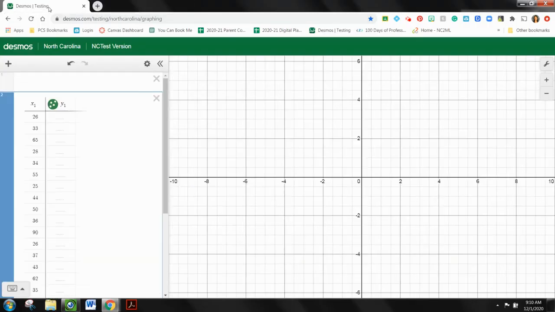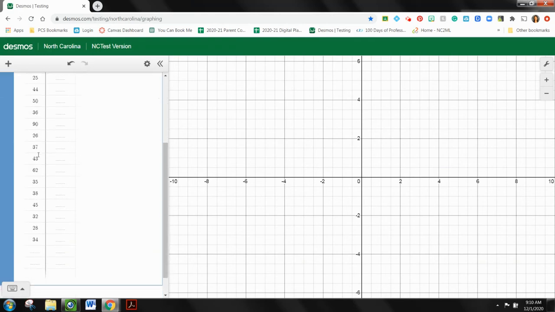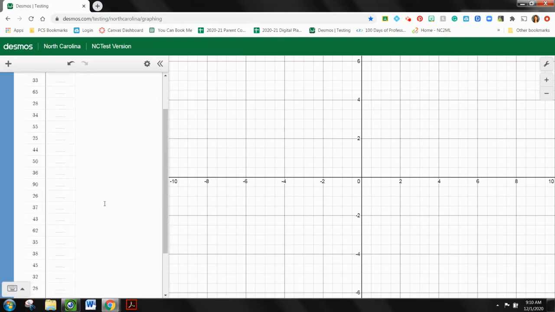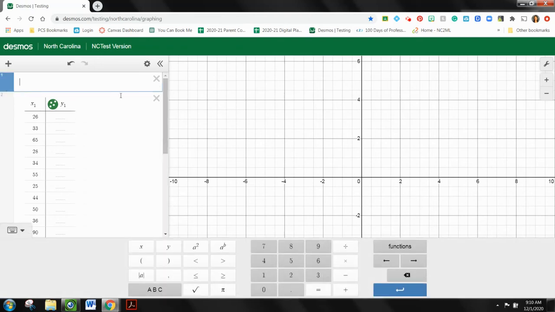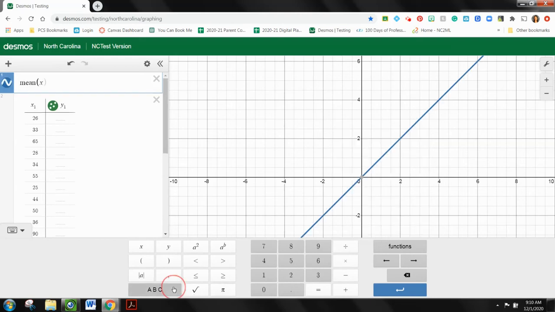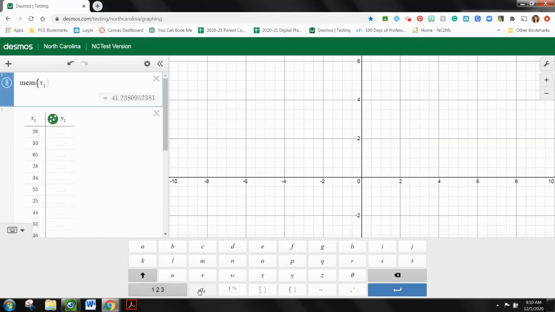So I have already done that. Here is my list. Make sure you're double checking that you have the right information in your table. Otherwise, it's going to be very different than what I have. So for this one, what we're going to look at is standard deviation. The two things that I need are the mean and the standard deviation. I go back to functions. Both of these can be found under stats. And I want to find the mean of my list X1.